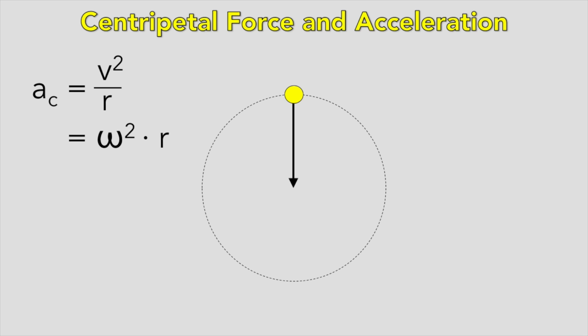Now, Newton's first law states that an object's velocity will stay the same unless there is a force acting on it. Since the object is accelerating, there must be a driving force, and in this case, it is the centripetal force, acting towards the centre of the circle. Using F equals ma, you can deduce that F_c equals m times v squared over r, and that also equals m times omega squared times r.